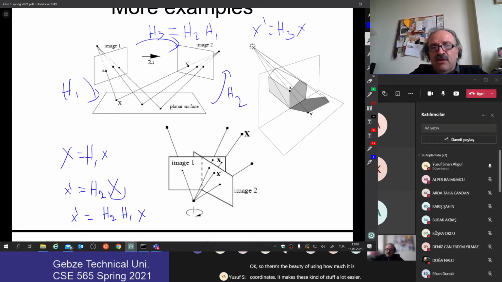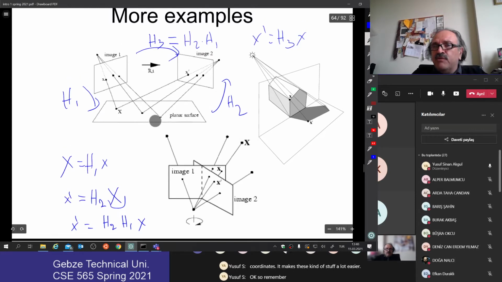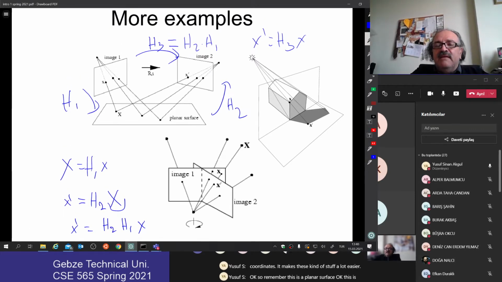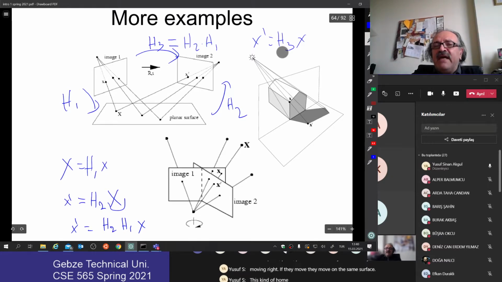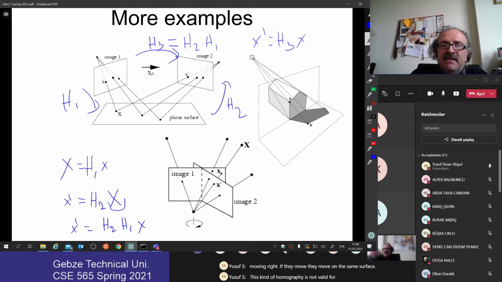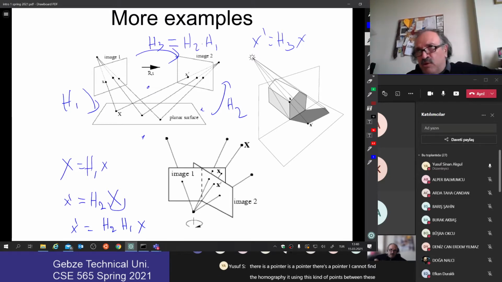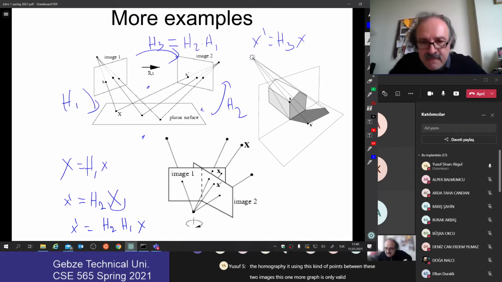Remember, this is a planar surface. All the points are on the same planar surface. They are not freely moving, right? They move on the same surface. This kind of homography is not valid for arbitrary points, like there is a point there, there is a point there. I cannot find the homography using these kinds of points between these two images. This homography is only valid if there is a planar surface like that.